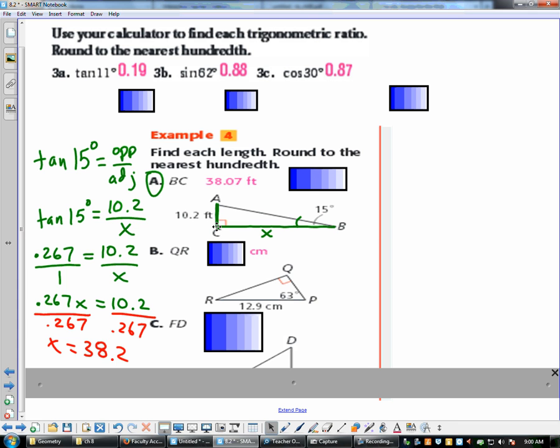They were maybe using a more exact answer than 0.267 for the tangent of 15 degrees, right? They might have been taking it to 4 decimal places or 5 decimal places. Close enough. All right, what about in this next sketch?